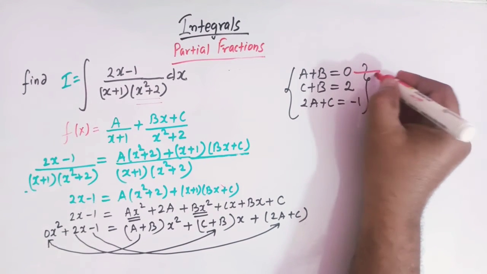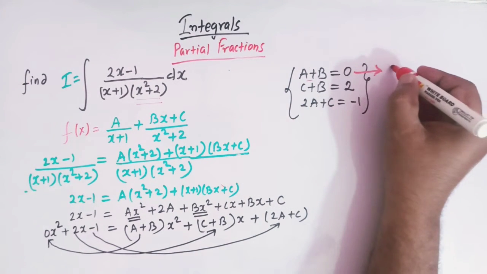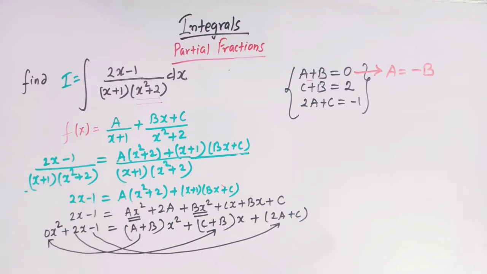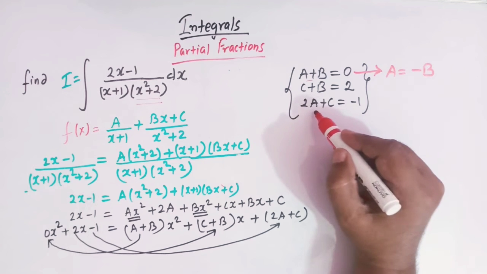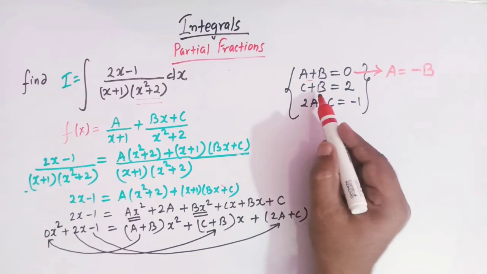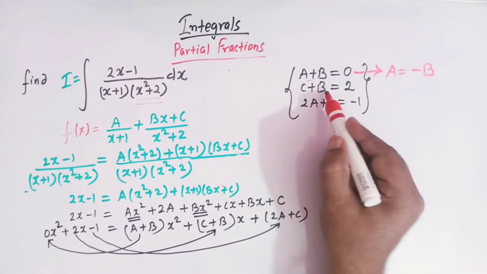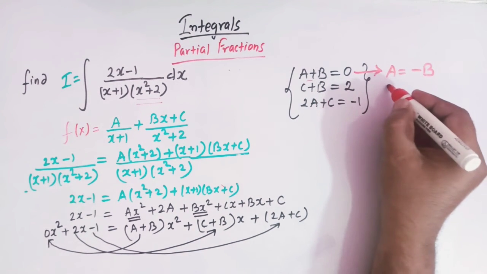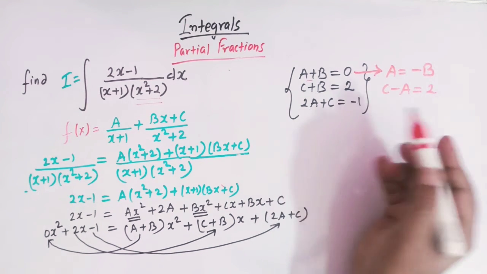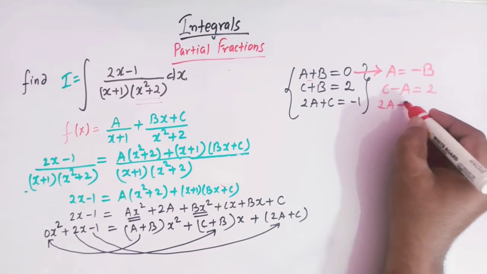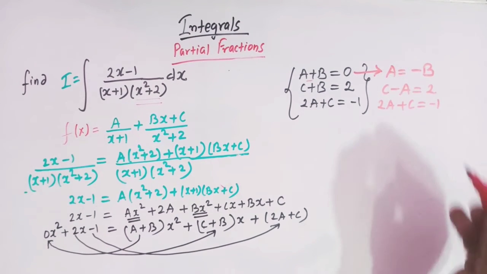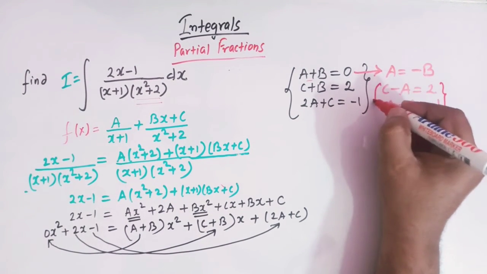So from this equation, we have a is equal to minus b, right? Okay, and from this equation, that is c plus b is equal to 2, here we can write the value of b as minus a. So we have c minus a is equal to 2, and here we have 2a plus c is equal to minus 1, right? So now let us solve these two equations.